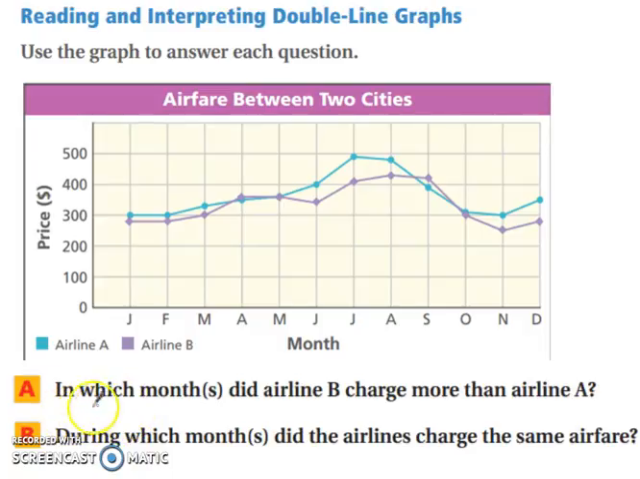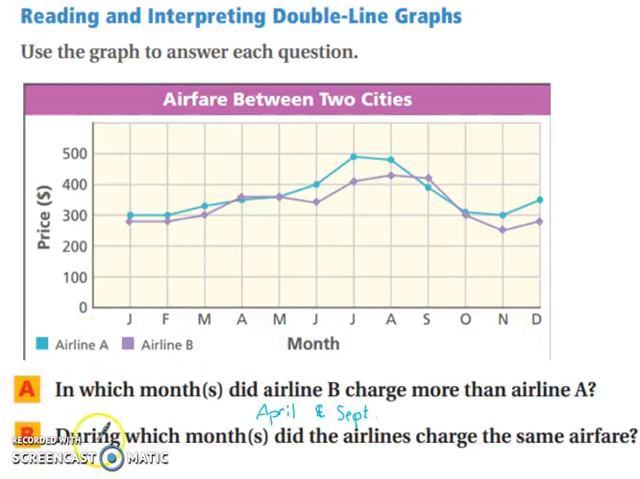So, in which month or months did airline B charge more than airline A? So we want to see where the purple is above your blue. So in this case, we have April. For one of them, and does it happen again? Yep, it happens again in September. That's when airline B has charged more than airline A.